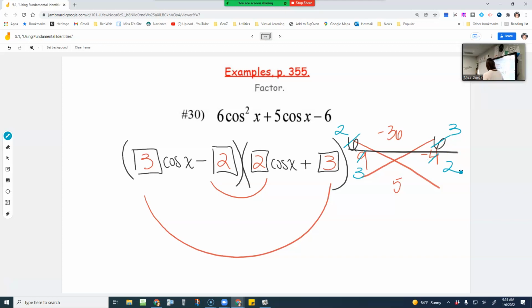Wait, why is there a cosine? I thought we just put x's there. What's actually being squared? To match the problem, it's not just x squared. Who's being squared? Cosine. And just in case you're getting tricked by the trig notation, don't get tricked by the trig notation.